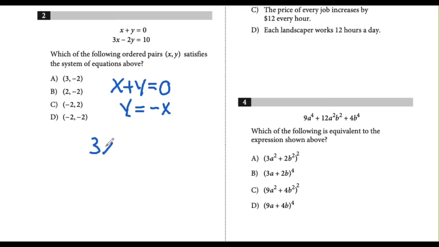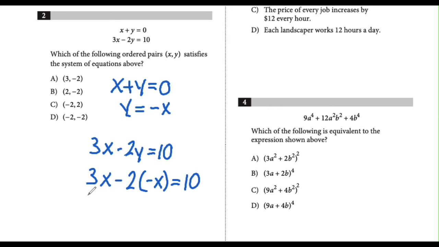We're going to look at the second equation, negative 3x minus 2y equals 10. And wherever we see a y, we're going to plug in negative x, since we know that y equals negative x. This is going to be 3x minus 2, and instead of y, it's going to be times negative x, which equals 10. 3x, negative 2 times negative x is going to be plus 2x equals 10.